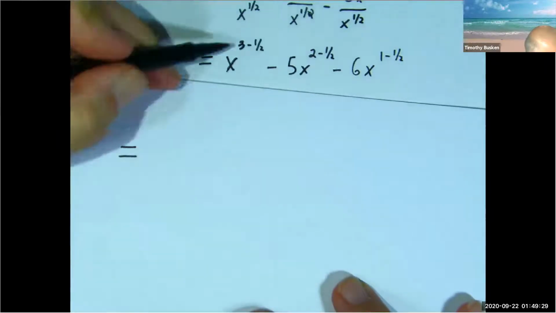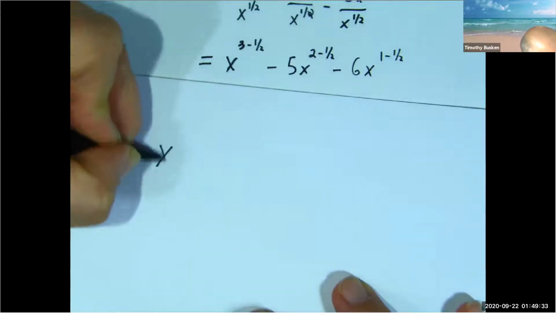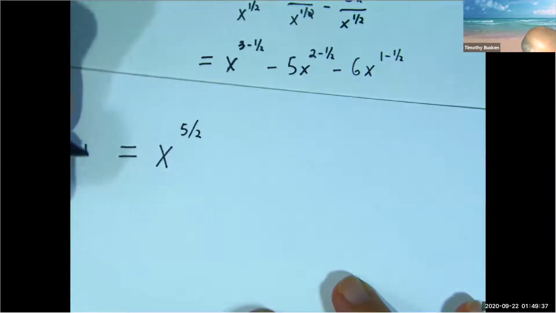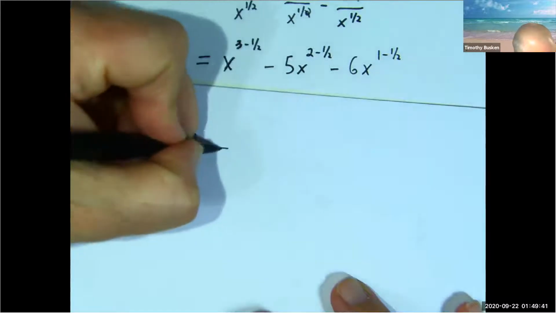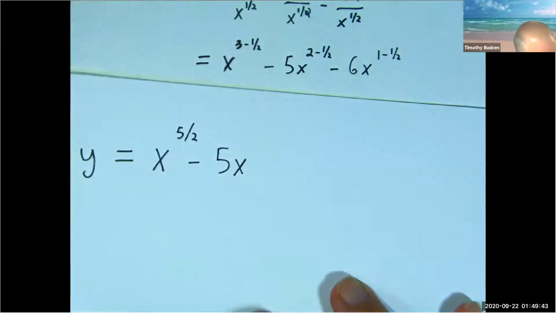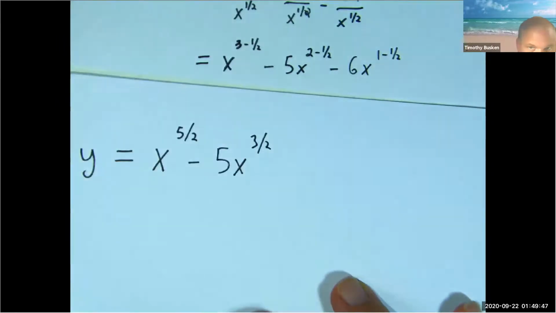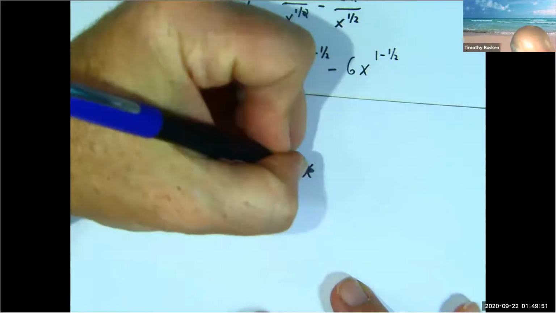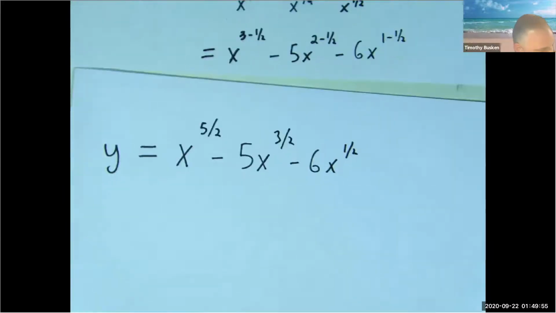So then 3 minus 1/2, that's 2.5 or 5/2. So this is x to the 5/2 power, minus 5x to the, well, it's 1.5 or 3/2 power, and then minus 6x to the 1/2 power. Okay, so now I'm ready to find the derivative.